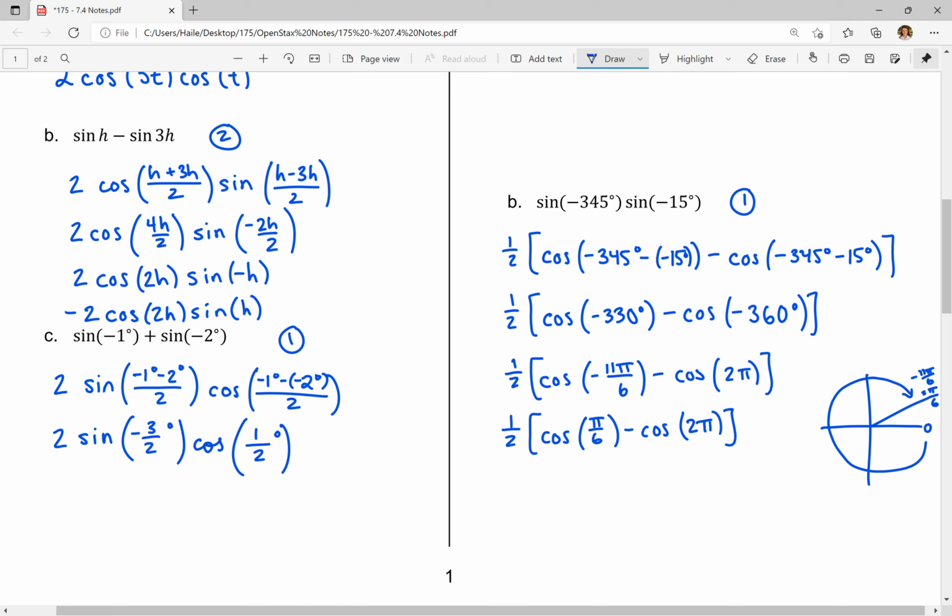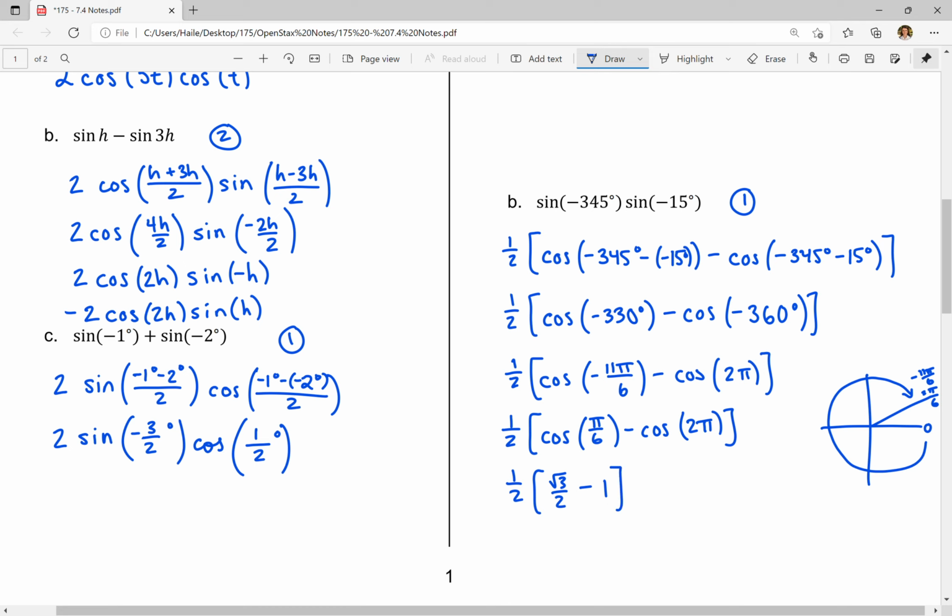Okay, and so now these become pretty easy to evaluate. Cosine of pi over 6, well, we know that from the unit circle. That's just root 3 over 2. So we have 1/2 times root 3 over 2 minus, and the cosine of 2 pi is just positive 1. So we have root 3 over 2 minus 1.